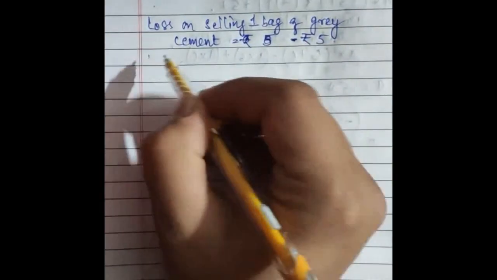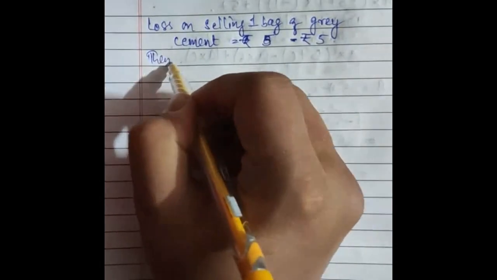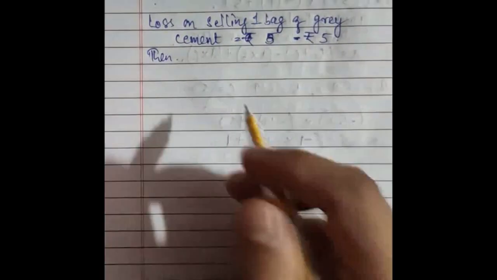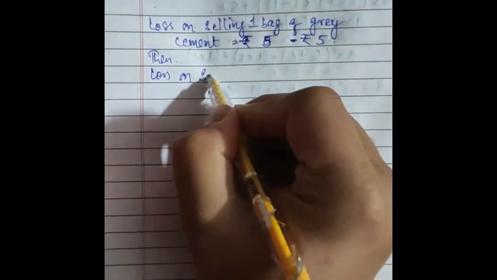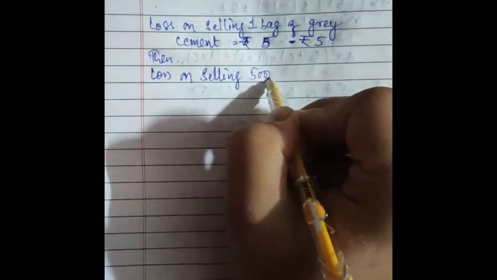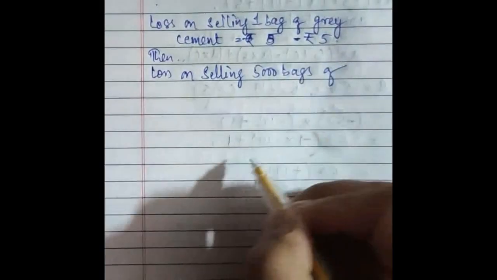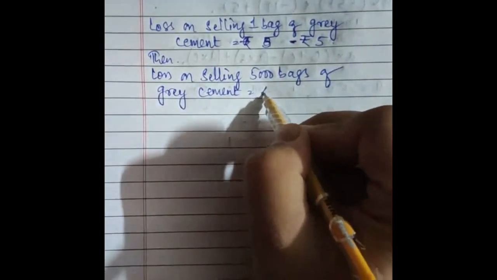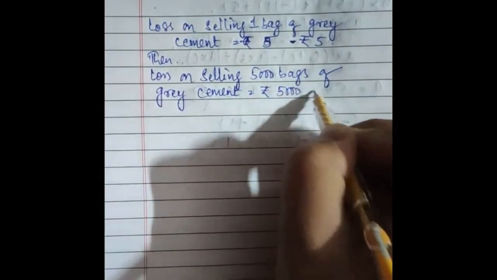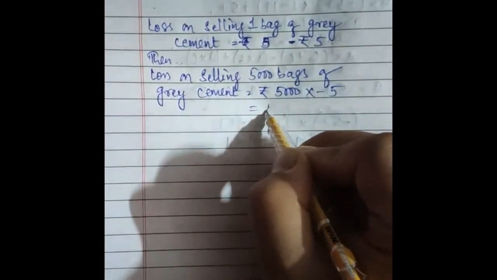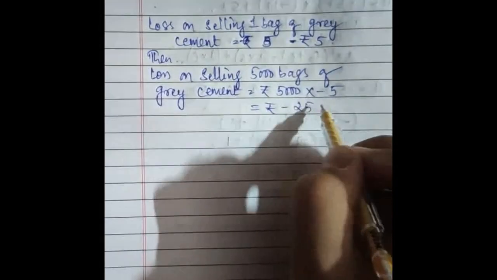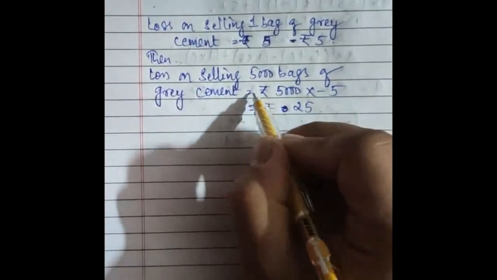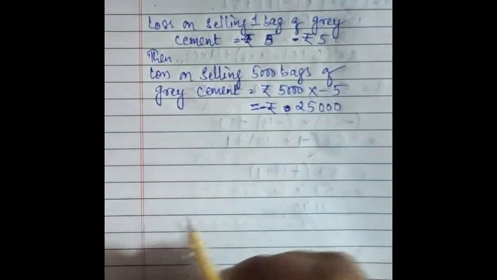So how many bags of grey cement were they selling? They were selling 5,000 bags. So loss on selling 5,000 bags of grey cement is equal to rupees 5,000 into minus 5, which is equal to rupees minus 25,000. Let me write this minus here. Okay, minus should be in front. So 25,000 is the loss.